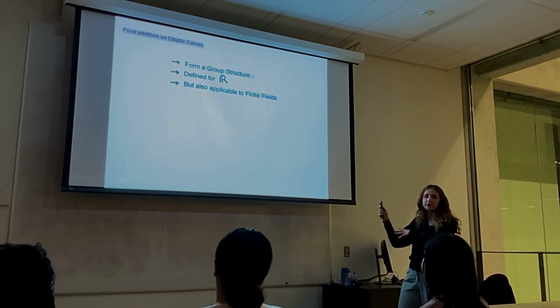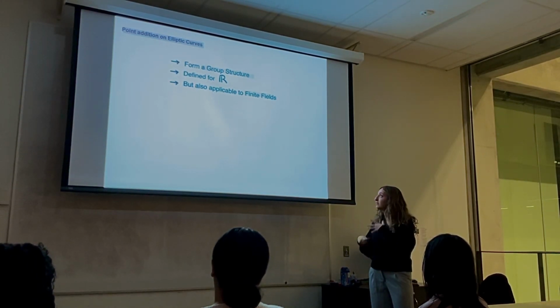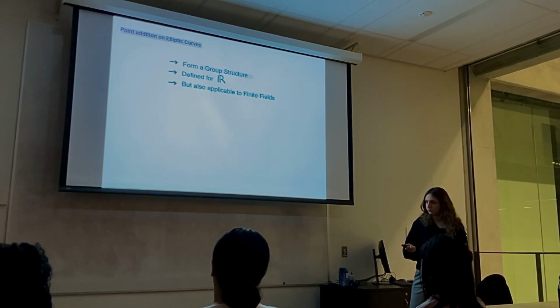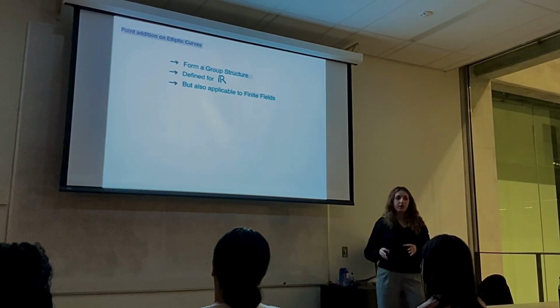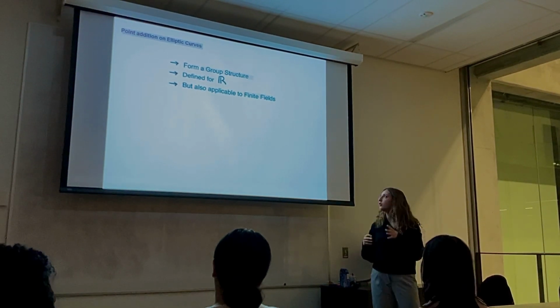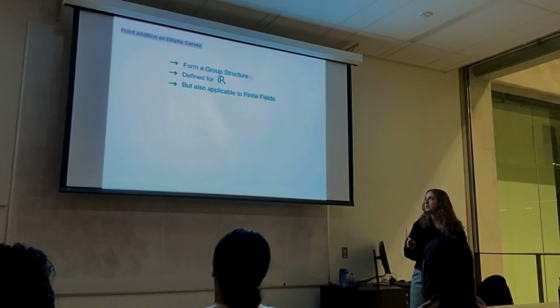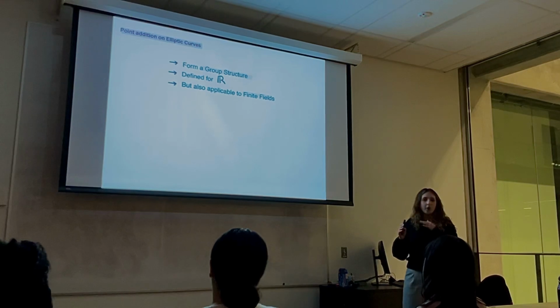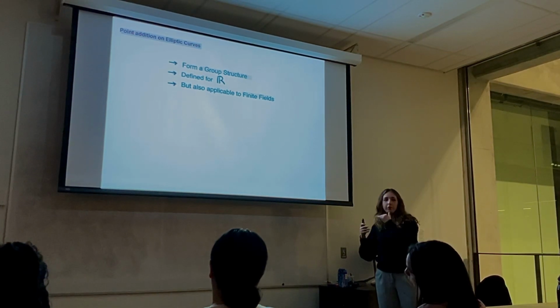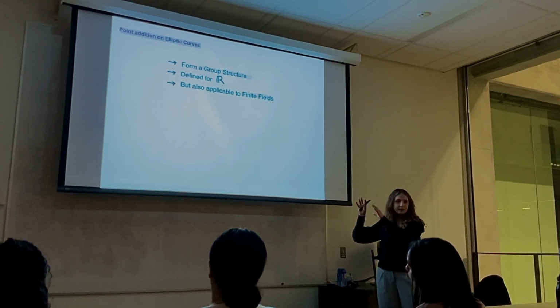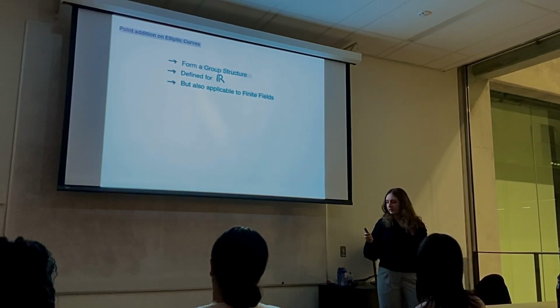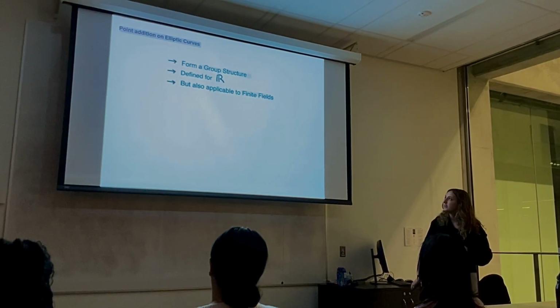So this that we just explained, it's possible because they form a group structure. And we define the addition of the points in R, okay? But it's also applicable to finite fields. And this is where it's going to be interesting, and from now on we're going to focus on how it goes in finite fields. It's a little bit more complicated there, but it's the same concept that extends to that field, okay? So I'm going to take an example right now.